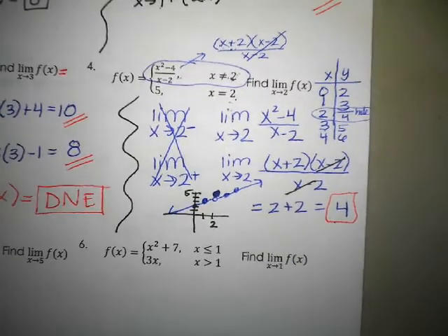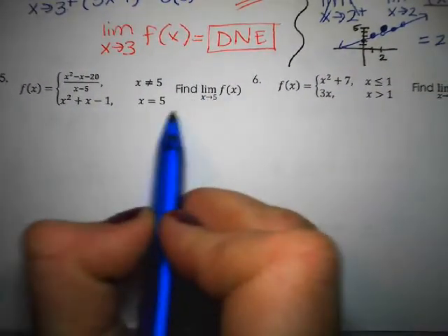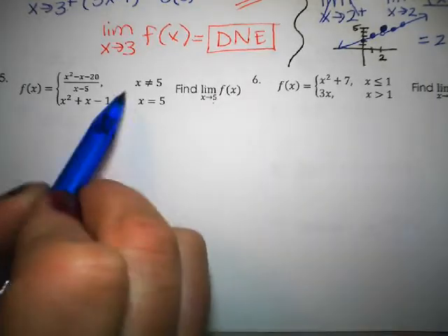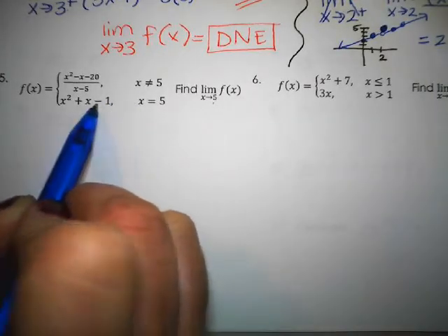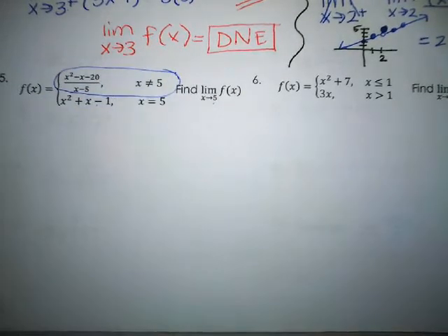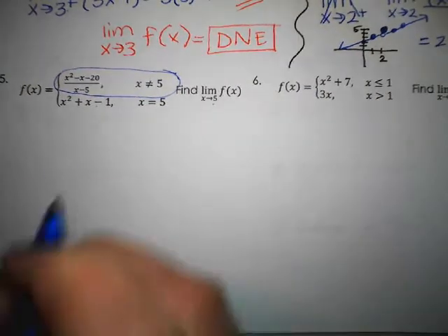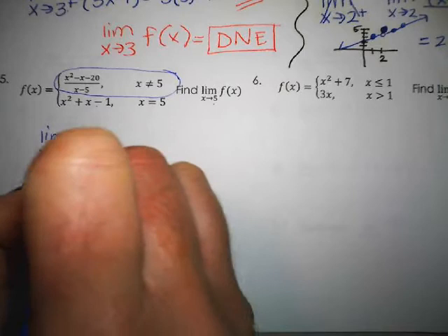All right, let's take a look at number 5. Now, problem number 5, they're asking us to find the limit as x approaches 5. If I look at my piecewise, should we use the one next to the equals or the one next to the does not equal? And we always use the one next to the does not equal for a limit. So I can say the limit as x approaches 5.